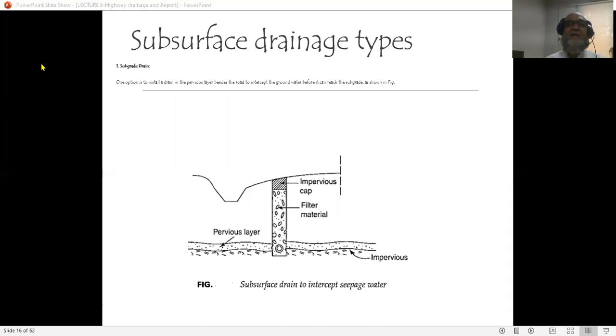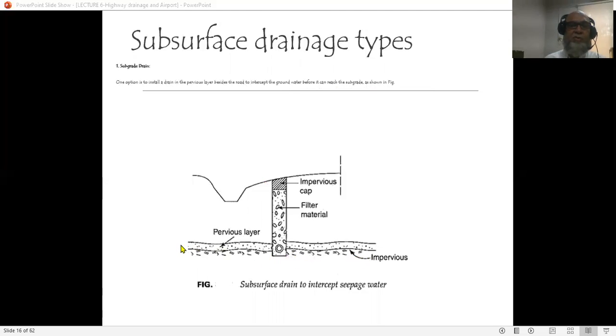This is one typical example of subsurface drainage type. Now what you do, one option is to install a drain in the pervious layer beside the road to intercept the groundwater before it can reach the subgrade, as shown. So there is an impervious layer where water cannot pass or can be held on. As a layman, you must understand this is a layer normally made of clay and like material.